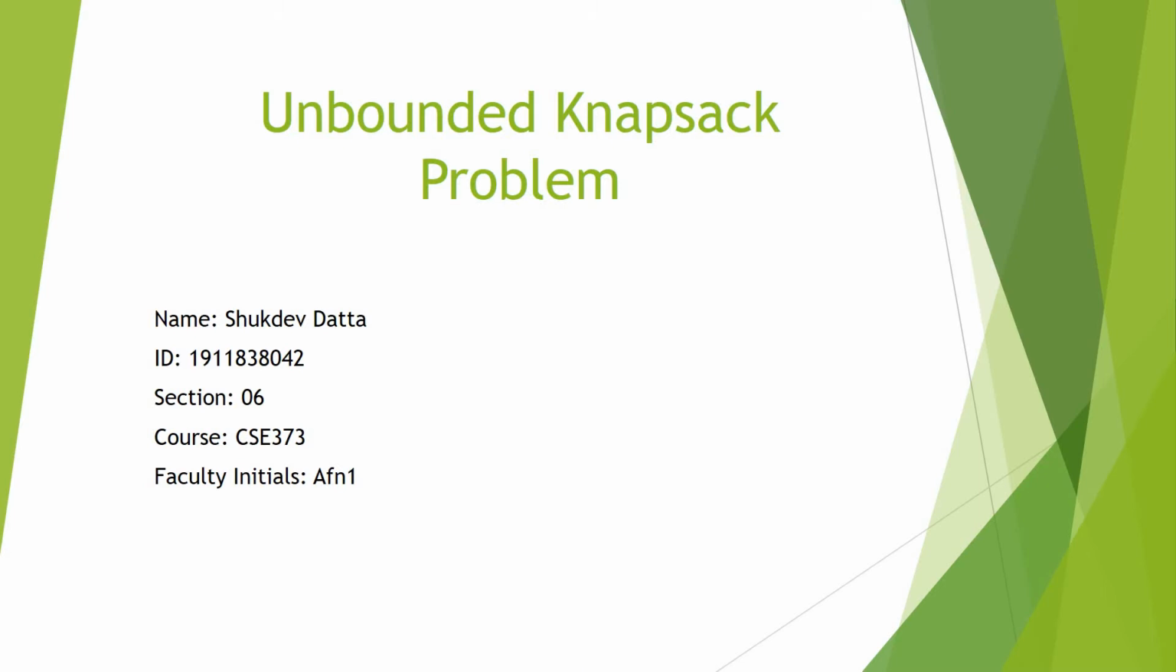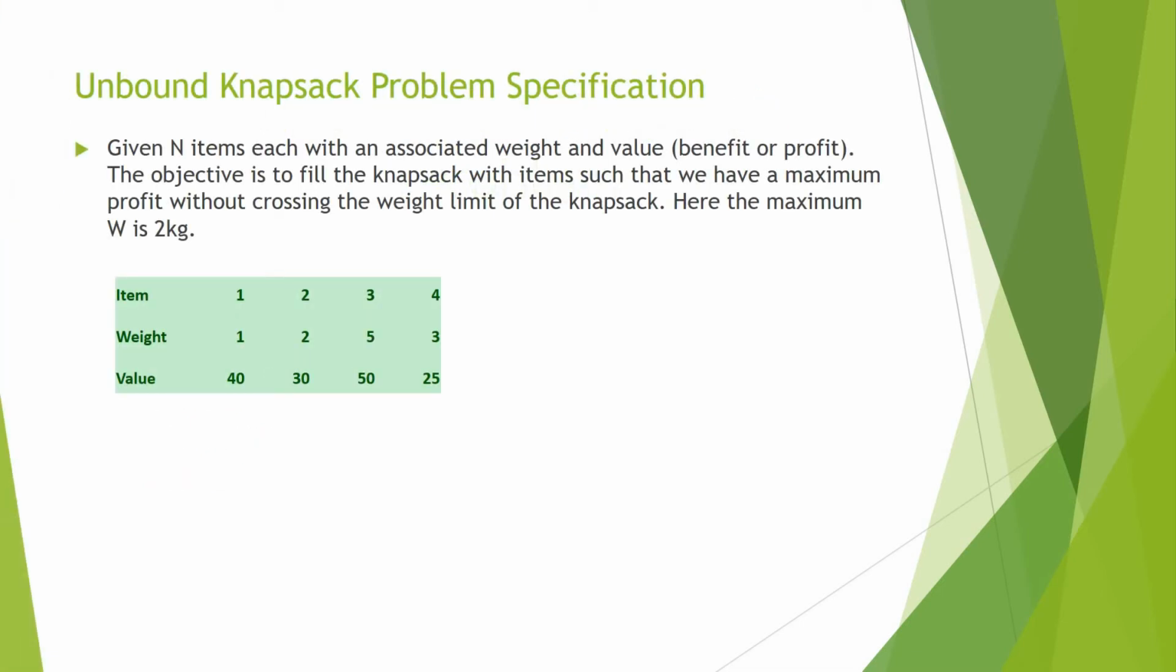So let's move on. The unbounded knapsack problem specification is that, given n items each with an associated weight and value, benefit or profit, the objective is to fill the knapsack with the items such that we have a maximum profit without crossing the weight limit of the knapsack. Here the maximum weight is 2 kg. This is similar to the 0/1 knapsack problem, but there is a slight difference. We are going to talk about it in the next slide.